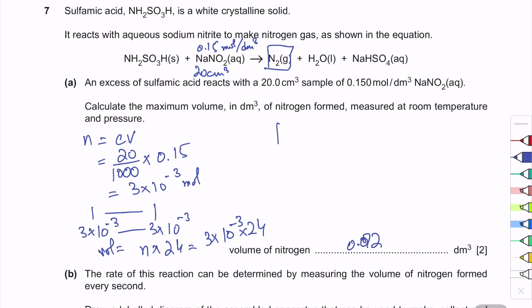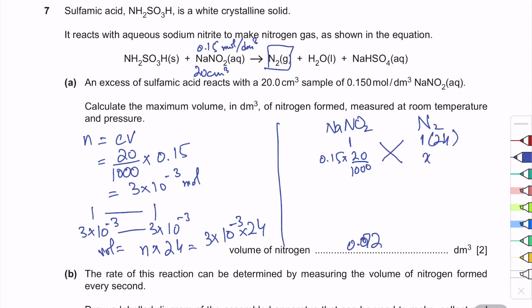अच्छा, एक और मेथड भी है. We just copy that whole part. NaNO2 लिख लेते हैं, N2 लिख लेते हैं. अब इसकी मोल रेशियो देखो. This is salt, right? This solution. So solution में आप सिर्फ moles को देख सकते हो. So 1 mole of this produces 1 mole of this. और उसकी वॉल्यूम क्या है? 24. Okay? और इसके कितने मोल्स हैं? 0.15 into 20 over 1000. और इसकी कितने वॉल्यूम है? X. क्रॉस मल्टीप्लाई में गेट आंसर. तो ये भी बड़ा इजी मेथड है इसको सॉल्व करने का डायरेक्टली.